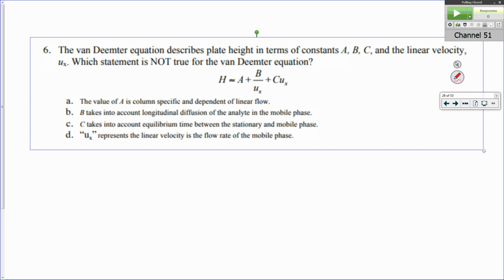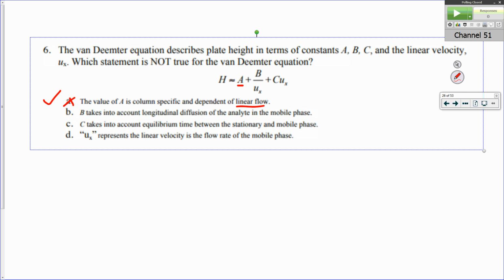Compared to the linear velocity, which one of the following is not true associated with it? In A, it says the value of A is column specific and dependent on the linear flow. Well, if I look at the A term, there's no flow term associated with it, so it's not A. B says B takes into account the longitudinal diffusion of the analyte in the mobile phase. Okay, I'm looking for the one that's not true. I've already answered it. That's the one that's not true because it's not linear flow dependent, right?